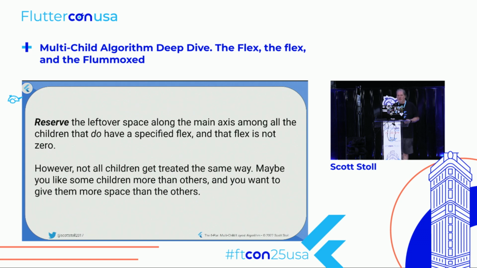What this means is you reserve the leftover space along the main axis among all the children that do have a flex parameter set. Now keep in mind, a flexible and an expanded have a flex set to 1, even if you don't change it and set it that way yourself. So that's what it means by if the flex is not 0.